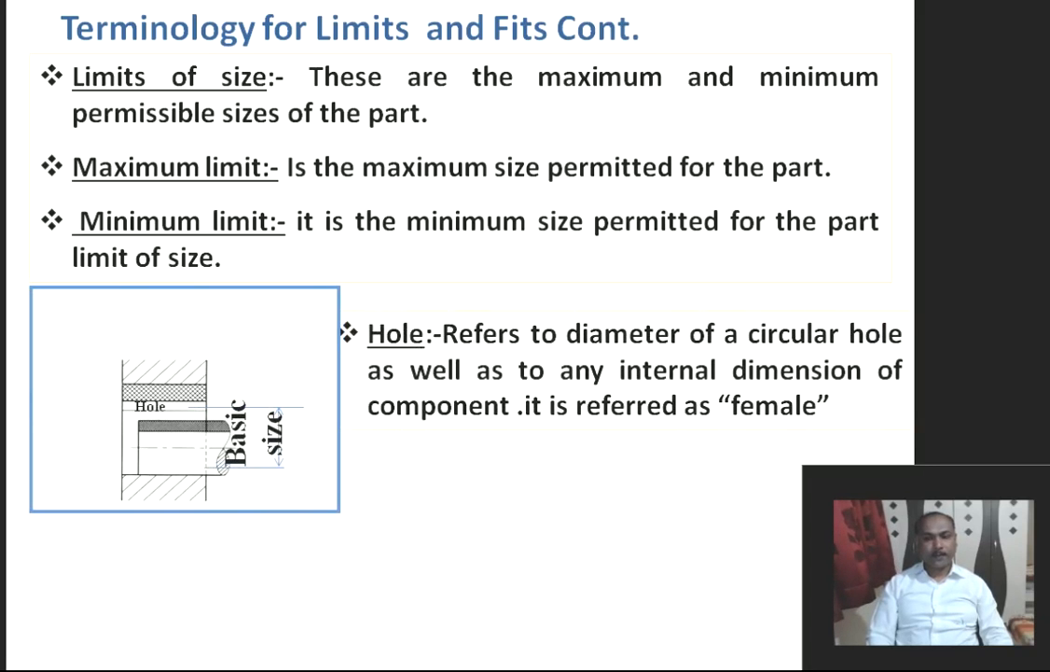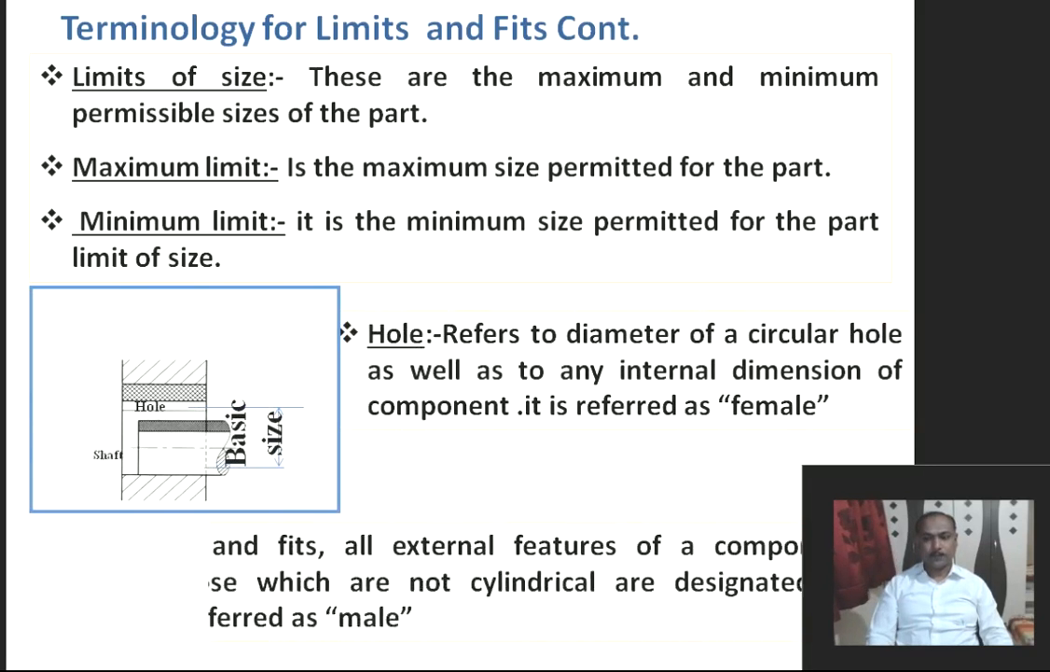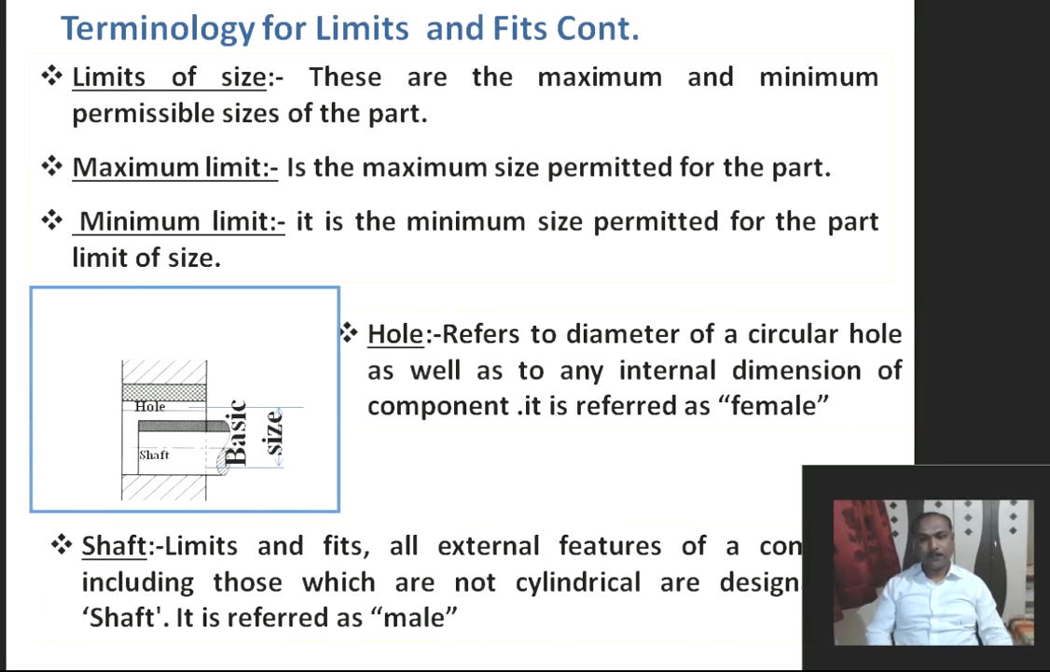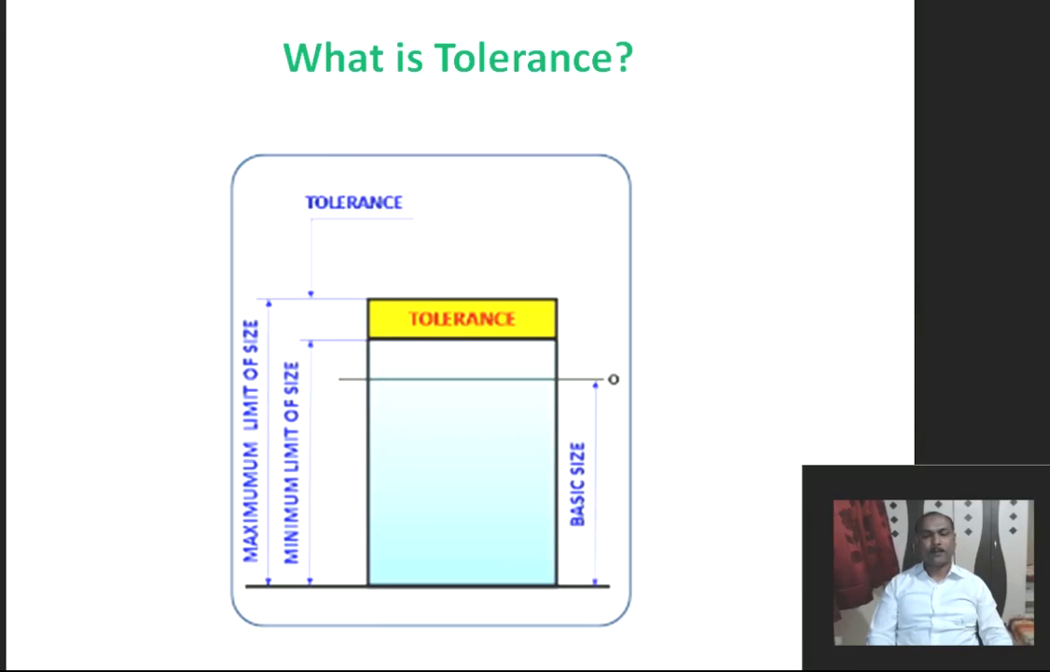Now hole and shaft, we are going to refer to these two terms in our discussion hereafter. But hole does not mean only the internal dimensions, or a circular hole. Any kind of internal dimension is called a hole. It can be a recess, it can be a channel, whereas shaft does not only mean the shaft. Any kind of external dimension, maybe a rib, maybe any projection, is called a shaft. And we are going to use these two definitions because it is easy to understand the system of limits and fits with them.